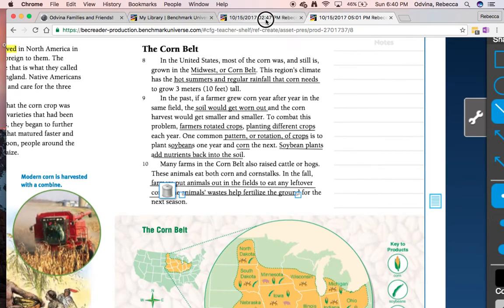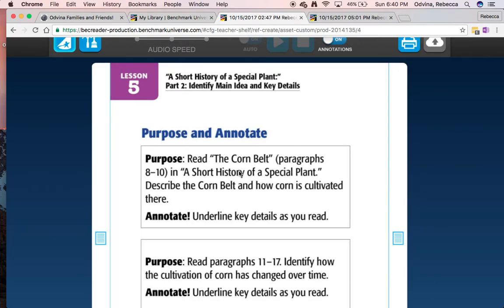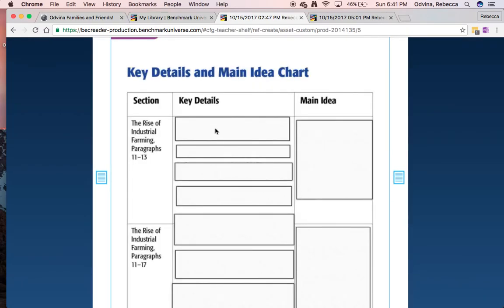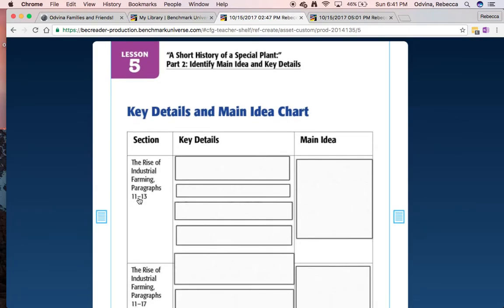So now I want to go back over to the purpose and annotate. We read the Corn Belt, paragraphs 8 through 10, in a short history of a special plant. And we're describing the Corn Belt and how corn is cultivated there. So here's the key details that I found. Actually, we're not going to actually put that into the chart.